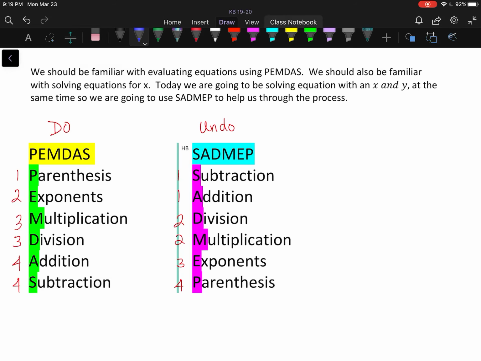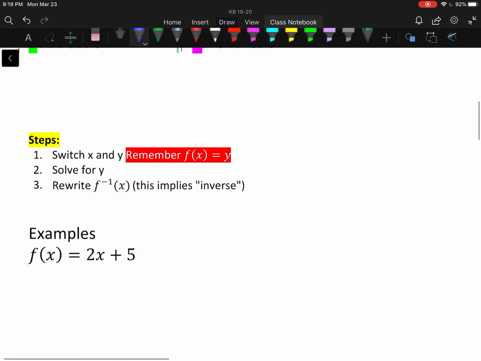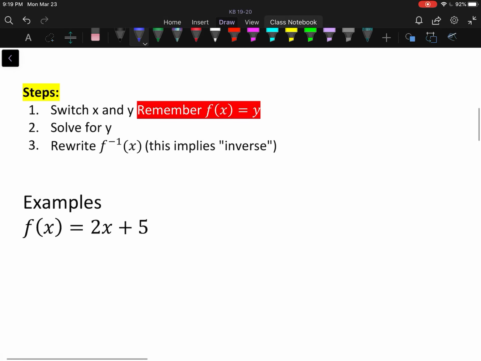in reverse order. All right, so our steps for finding inverses are: switch x and y, solve for y, and then rewrite the inverse. So we're going to put the inverse in front of our equation. I do want you to remember that f of x is the same thing as y.